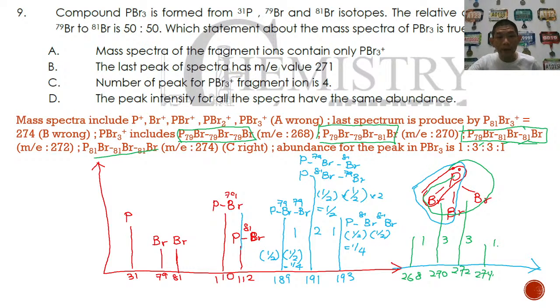Okay, so let's have a look back at the question. A, the mass spectrum of the fragment ion contains only PBr3, which is wrong. The last spectrum of the mass spectra has a value of 271, also wrong. The number of peaks of the PBr3 fragment ion is 4, which is correct. And finally, the peak intensity of all spectra of the abundance are the same, which is wrong. Okay, so the best answer in here will be C. So in here I also explained in detail how you get the peaks. Hopefully you'll be able to understand it. Okay, so that is for number 9.